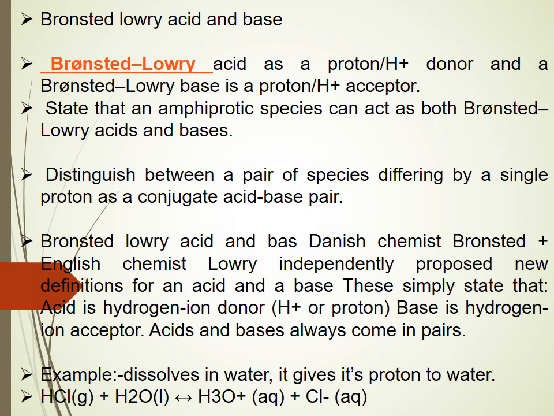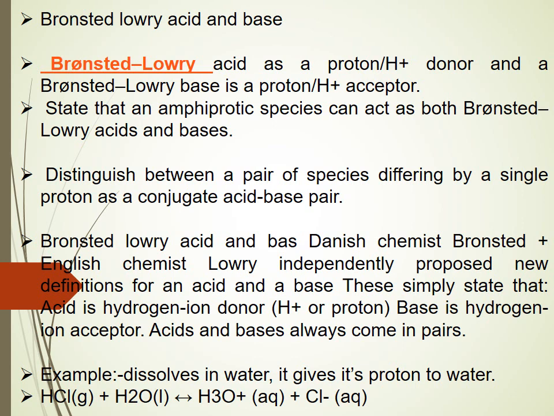Bronsted-Lowry acids and bases. In the Bronsted-Lowry theory, an acid is a proton H plus donor and a base is the proton H plus acceptor. Here acid means proton donor, base means H plus acceptor. An acid donates a proton, and the base accepts the proton donated from the acid. Amphiprotic species can act as both Bronsted-Lowry acids and bases. A pair of species differing by a single proton is called a conjugate acid-base pair.